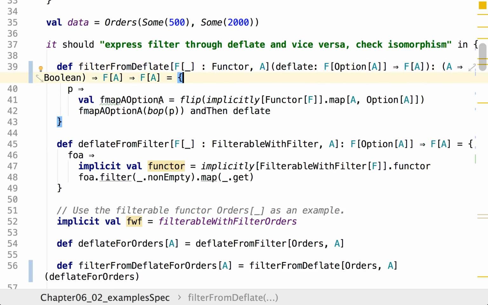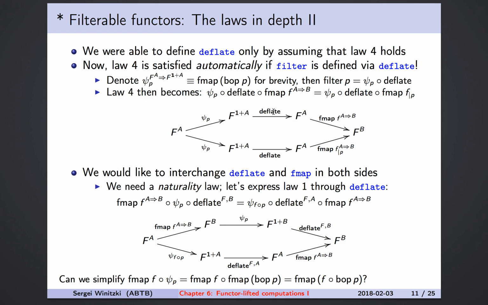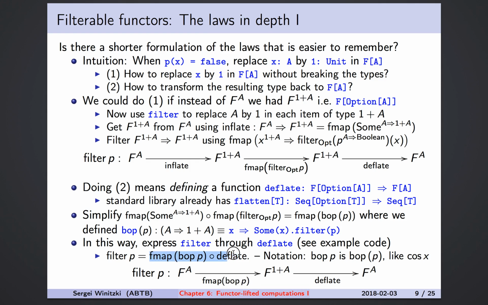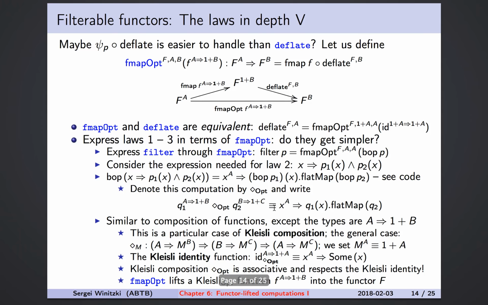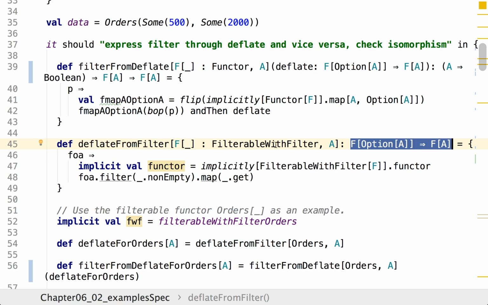So this is our definition of filterFromDeflate, is the fmap of bop and then deflate. So it's exactly how we defined filter from deflate. fmap bop and then deflate. And we also define a function that takes a filter and returns a deflate. Now, instead of taking a filter function, I just wanted to save myself some typing, and I assumed that the functor f was from the Filterable with filter type class, so that has a filter function.